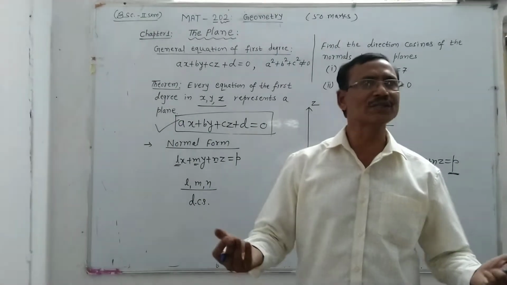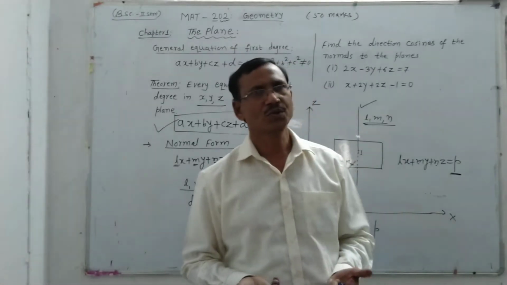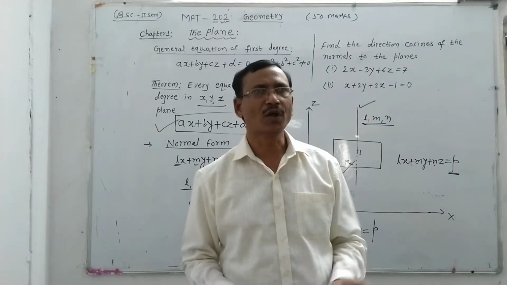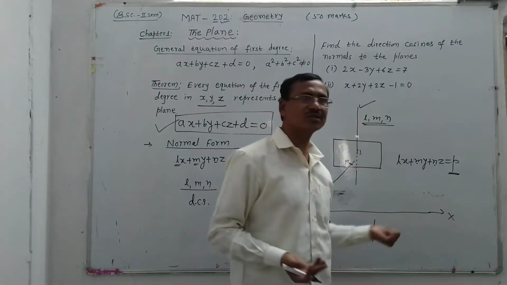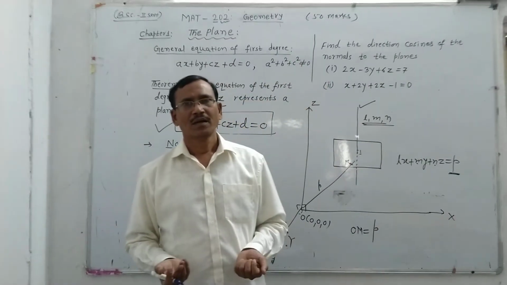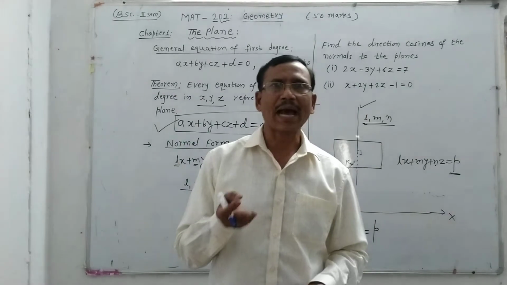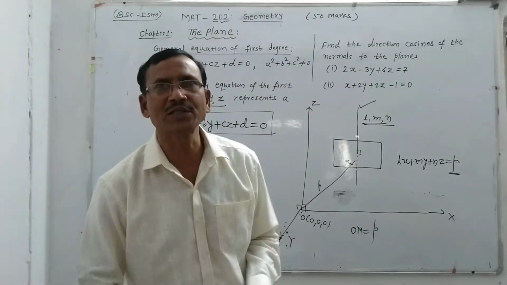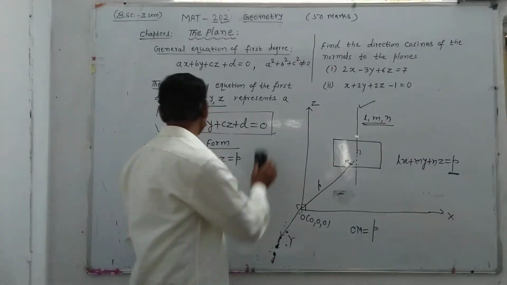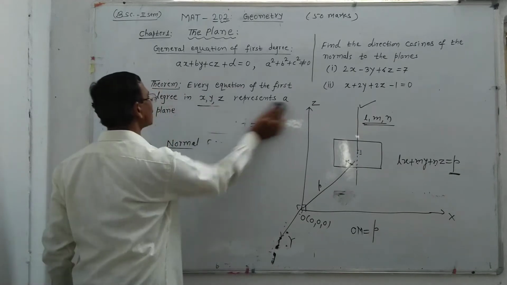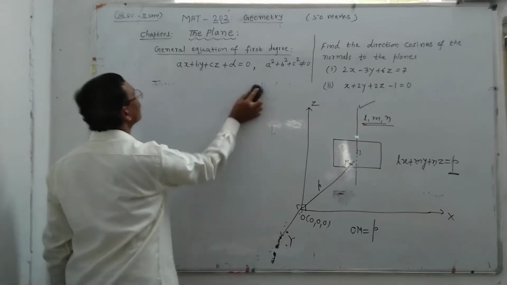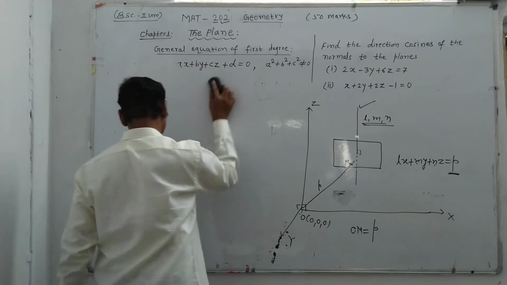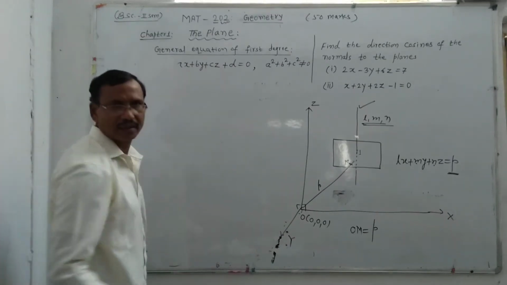cosines. What are the direction cosines? You should know this. Without knowing direction cosines, you cannot understand this. One more thing is that there are also direction numbers, which are also called direction ratios. What are the direction ratios?